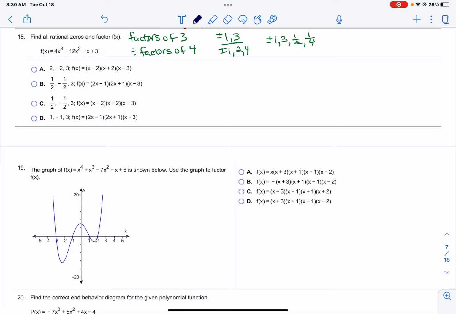For number 18, we want to find all the rational zeros and factor f of x. There are a few approaches to doing this, and one is using synthetic division, like we did in the previous example. Another way would be to factor by grouping, if possible. When you consider all the possible rational zeros, those possible zeros are factors of 3 divided by factors of 4, so we have these as our possibilities.